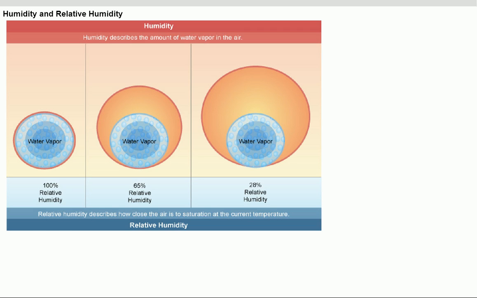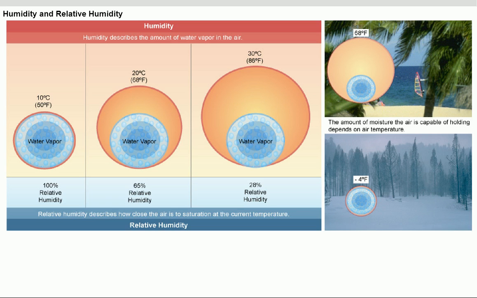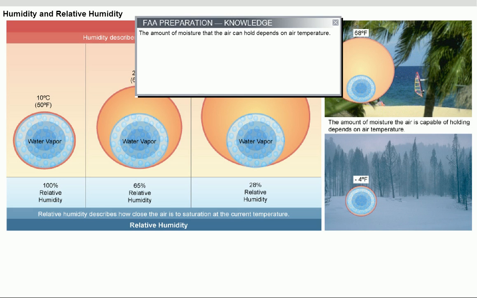For example, if the relative humidity is 65%, the air is holding 65% of the total amount of moisture that it is capable of holding at that temperature and pressure. As the temperature rises, relative humidity decreases, even though humidity, or the amount of water vapor in the air, remains constant. For example, at 100% relative humidity, air at -4 degrees Fahrenheit in Alaska has only about 1/20th of the water vapor as the air at 68 degrees Fahrenheit in Florida.